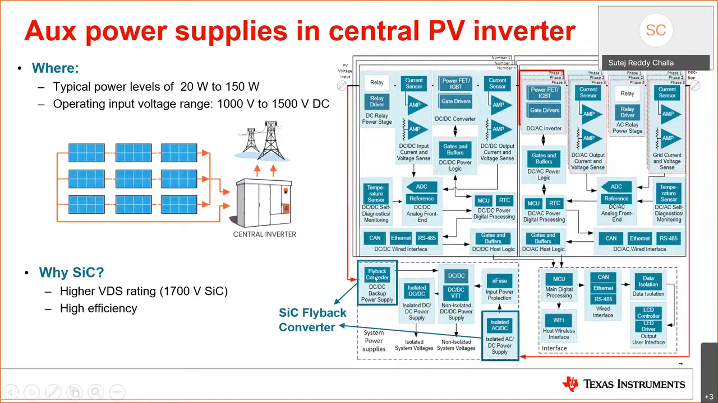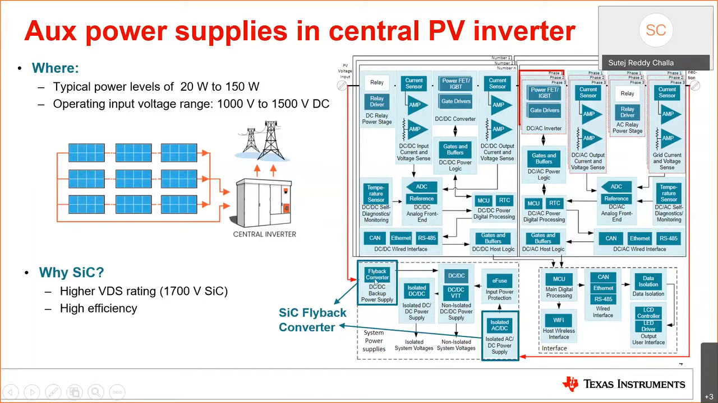And this flyback converter is being shown here. In this PV inverter architecture, typically two flyback converters would be used. One of them would be driven directly from the PV voltage, the DC bus coming from the solar PV panels, and the other flyback converter would be driven from the grid side. There is a need for two flyback converters because during night times, when there is no power input from the PV, the flyback converter coming from the grid side would supply power to the auxiliary DC bus.